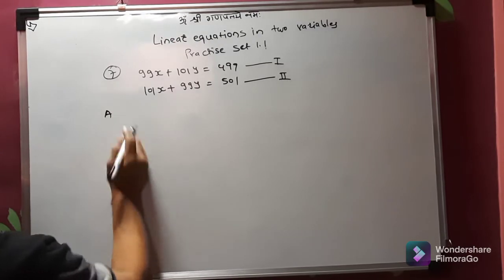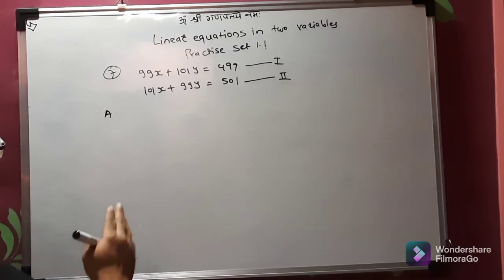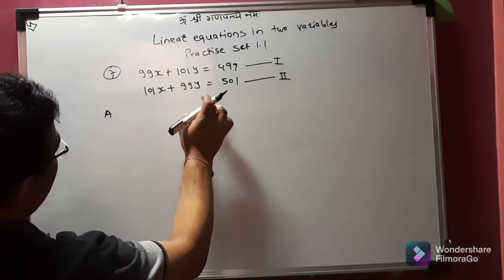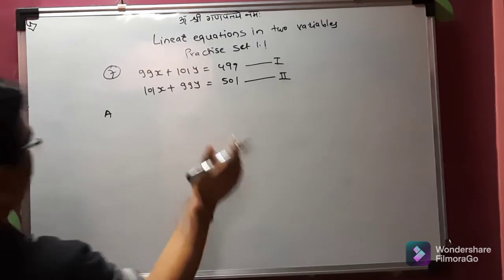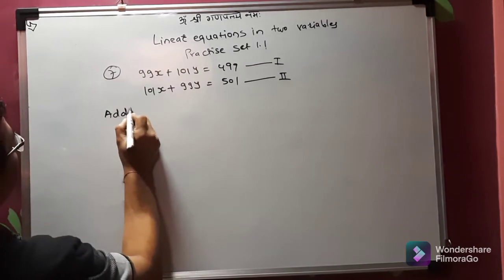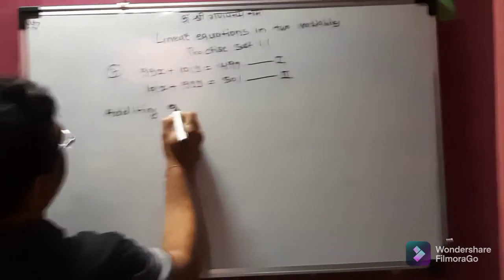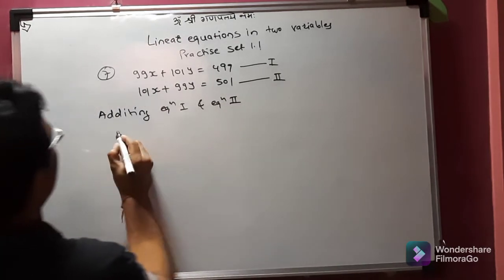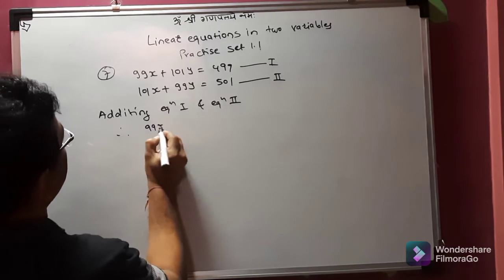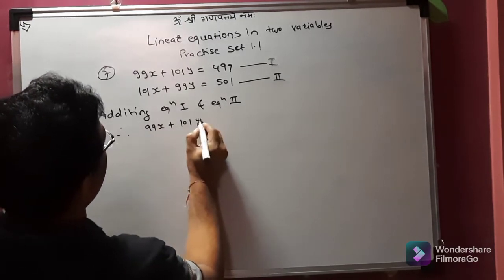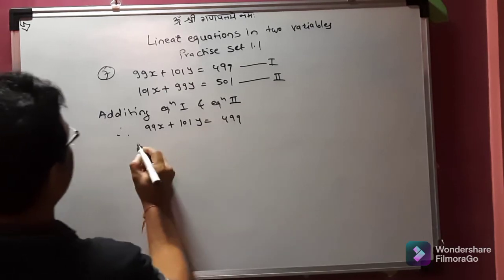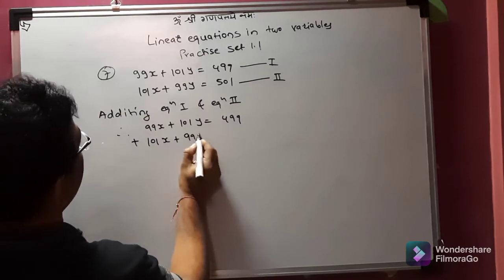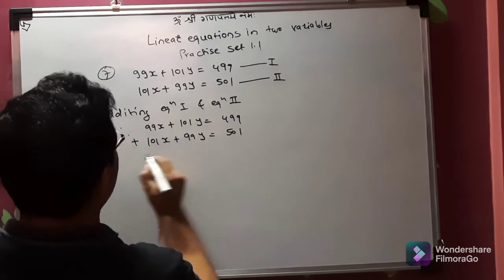So adding, when you see that the constant with variable x is there in equation number 2 with y, or vice versa, at that time what you have to do? You have to do adding. So adding equation 1 and equation 2. So this is 99x plus 101y is equal to 499 plus 101x plus 99y is equal to 501.